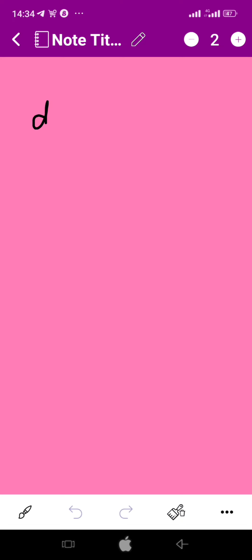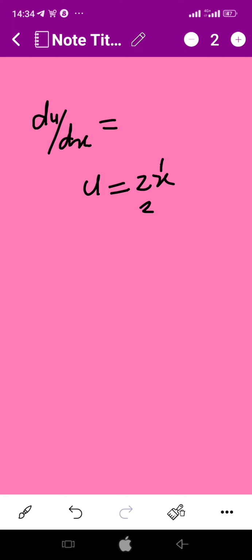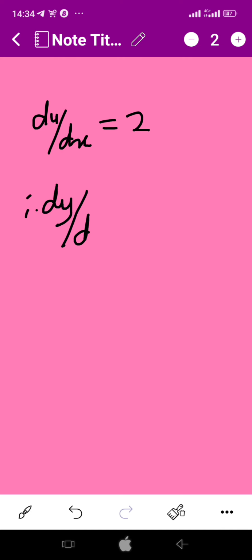So we have du/dx equals, remember that u equals 2x. To differentiate 2x, x is a variable. The differential value of a variable is 1. 1 times 2 will give us 2. So to differentiate 2x, we are going to get 2 here. Therefore, let's now go to the formula and apply everything we have done.